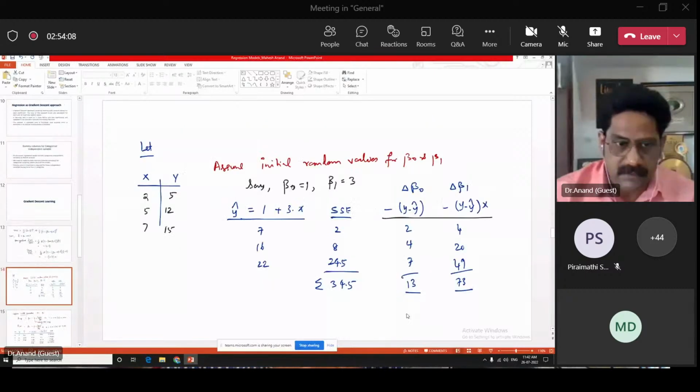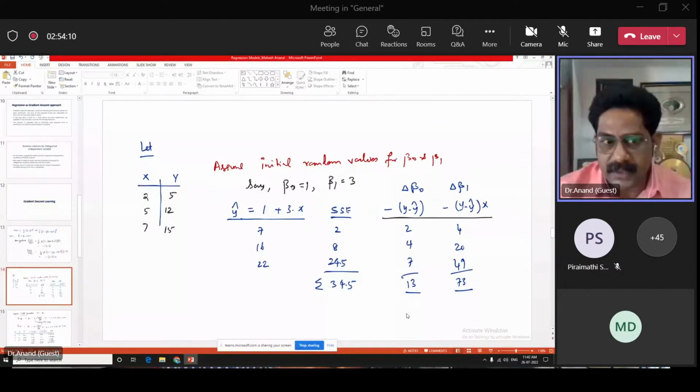One small toy example I have taken. When x is 2, y takes 5. When x is 5, y takes 12. When x is 7, y takes 15. As you see, as x increases, y also increases. So it is a positive correlation.